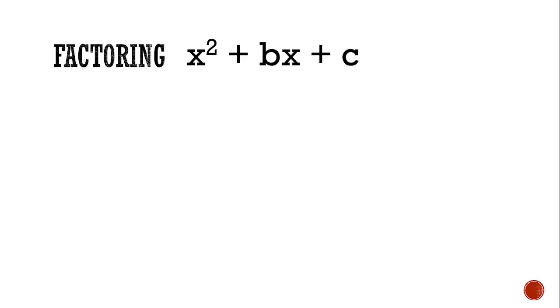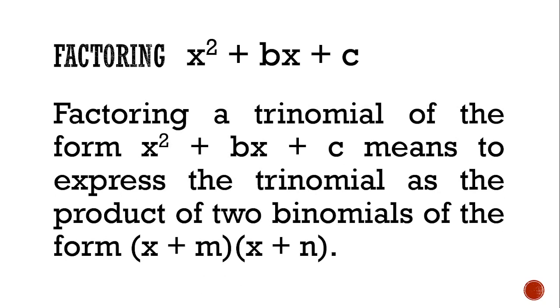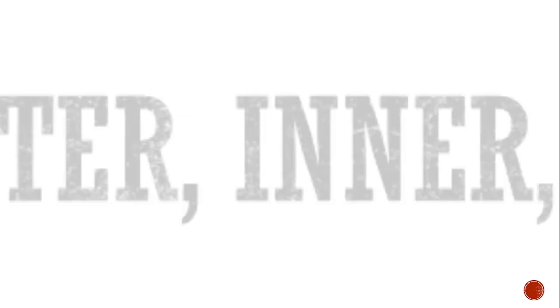Factoring x squared plus bx plus c. Factoring a trinomial of the form x squared plus bx plus c means to express the trinomial as the product of two binomials of the form open parenthesis x plus m close parenthesis open parenthesis x plus n close parenthesis. We use the FOIL method, which means first, outer, inner, and last. So mamaya gagamitin natin yan.